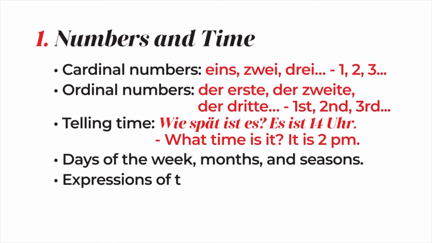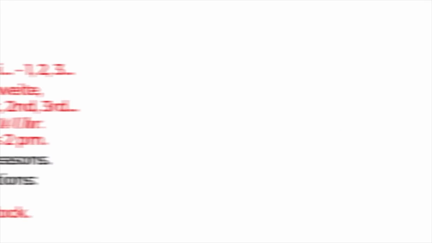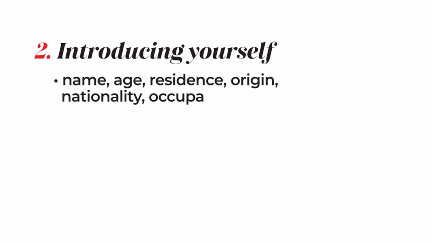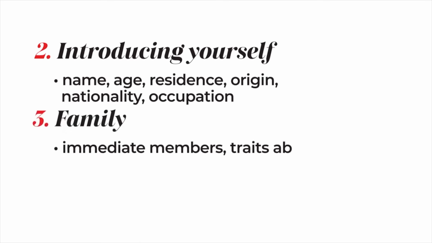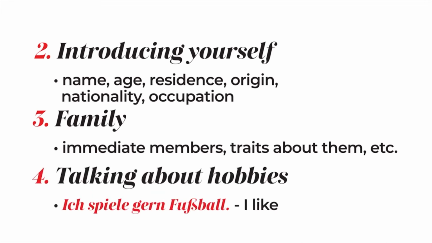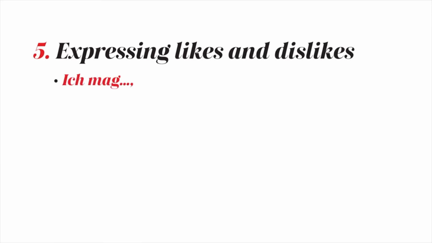Expressions of time with prepositions such as am Montag and im Januar or um 10 Uhr, on Monday, in January, or at 10 o'clock. Introducing yourself. You need to know your name, age, residence, origin, nationality, and occupation at this level. Family, specifically your immediate family members and traits about them. Talking about hobbies. Ich spiele gern Fußball. I like to play soccer. Expressing likes and dislikes. Ich mag, ich hasse, I like, or I hate.